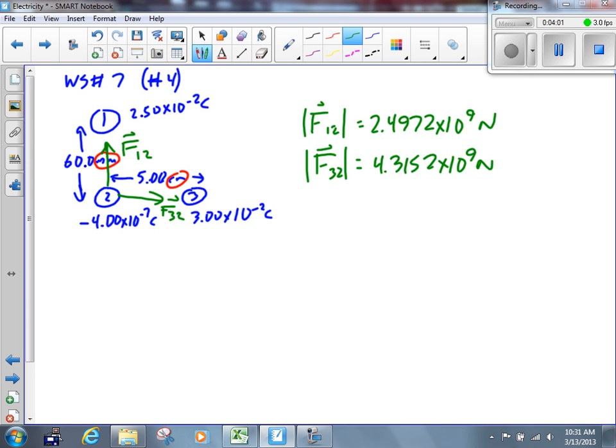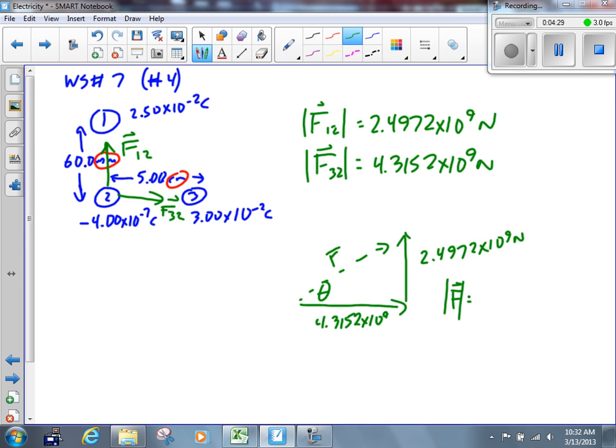Now we've got to redraw this. We've got a force to the right, which has a value of 4.3152 times 10 to the 9. And we've got a force upwards that's 2.4972 times 10 to the 9. We're going to find the resultant vector by drawing the arrow from start to finish. We're going to find that resultant vector by doing the Pythagorean theorem and the angle by doing the inverse tan function.